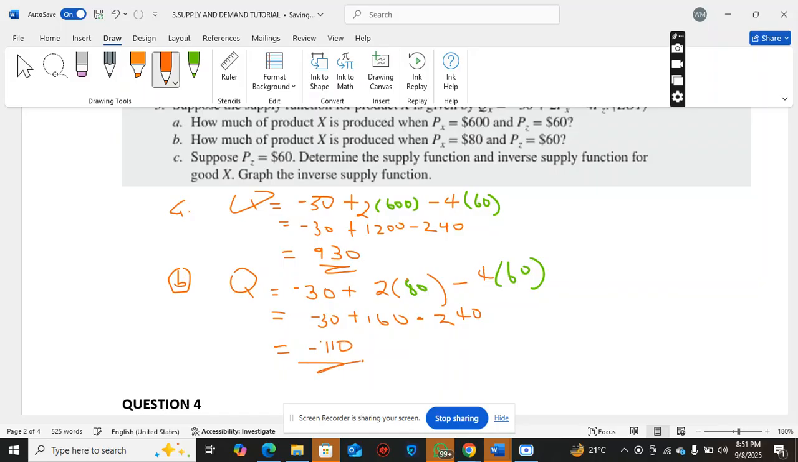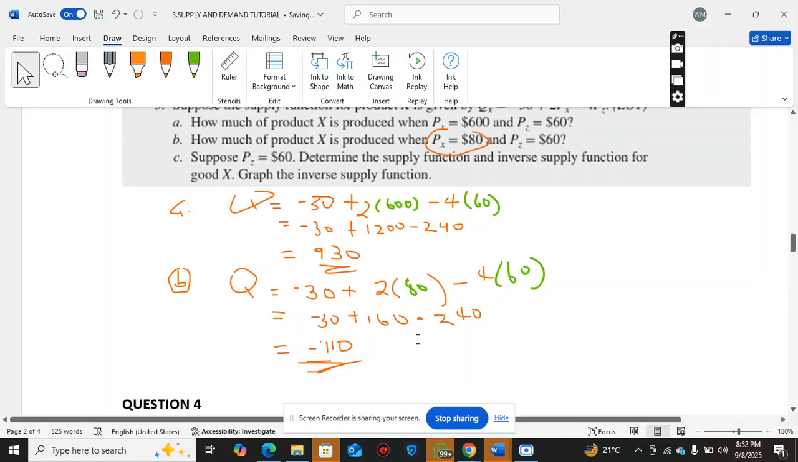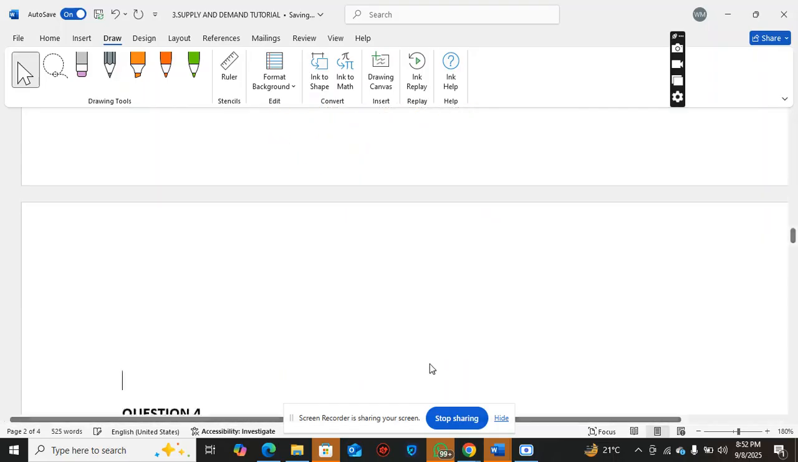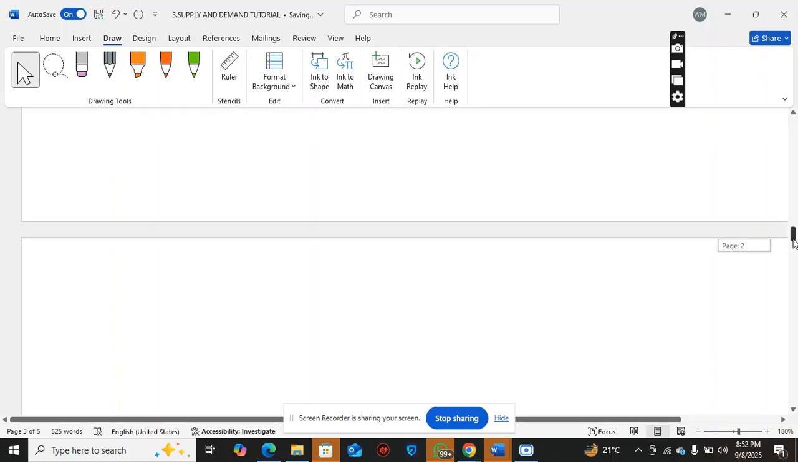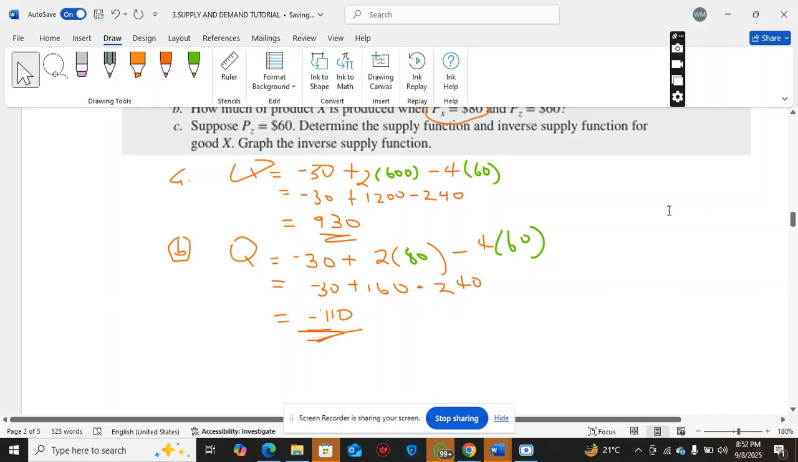So we can see the law of supply in action. It means there is no supply here. When the price of good X is $80, no supplier is going to be willing to supply. The price is too little for them. They may not make profit out of it, so no one wants to supply. And as I said, we can see the law of supply taking place here.